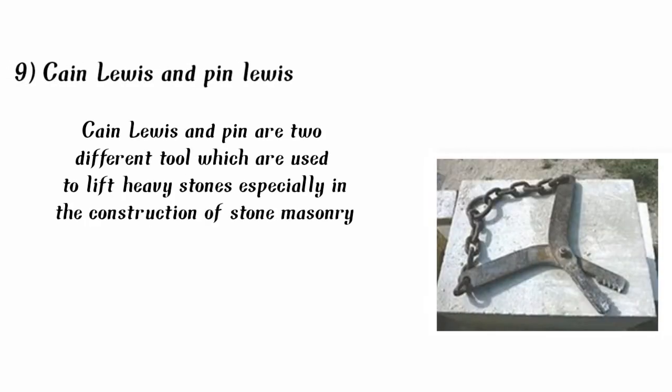Number 9. Chain Lewis and Pin Lewis. Chain Lewis and Pin Lewis are two different tools which are used to lift heavy stone, especially in the construction of stone masonry.